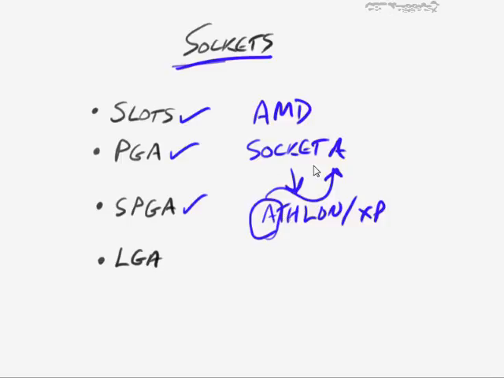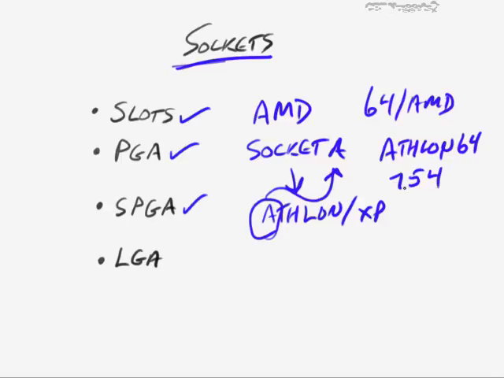Now, this was 32-bit processors, but if you wanted to go to 64-bit AMDs, then very commonly for an Athlon 64, you'd very often have the 754 socket. I would remember that as well. 754, maybe this will help: 754, 64. Make that correlation. Do be aware of that one as well.